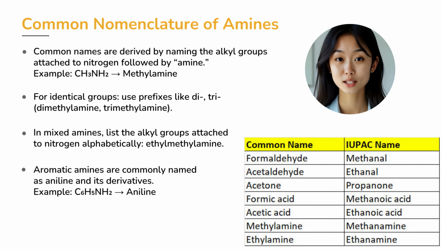When you have different alkyl groups mixed on nitrogen, you list them alphabetically, for instance, ethylmethylamine. For aromatic amines, like that classic benzene ring with an amine group, the common name steps in as aniline. Simple, right? Think of aniline as the celebrity nickname for C6H5NH2. Picture a table comparing common names and IUPAC names side by side. That's the perfect cheat sheet. Understanding both naming systems helps you talk chemistry like a pro and keeps you flexible whether you're reading a textbook or chatting with chemists who prefer the classics.